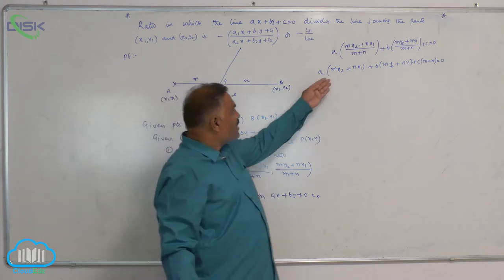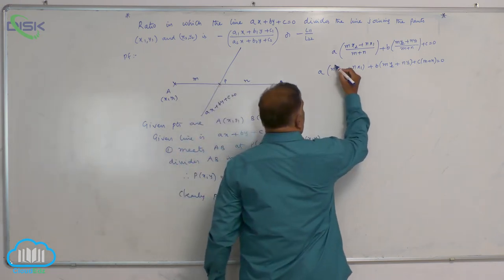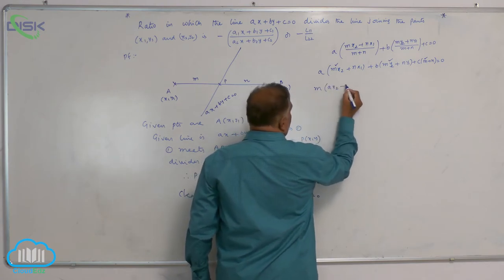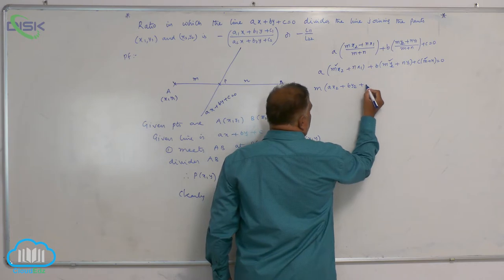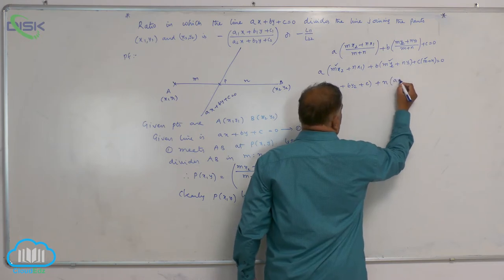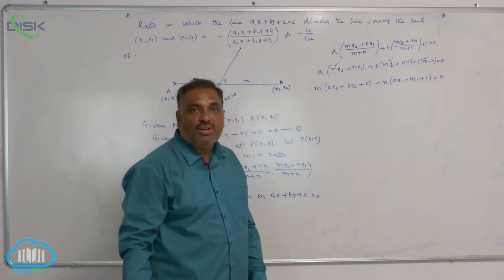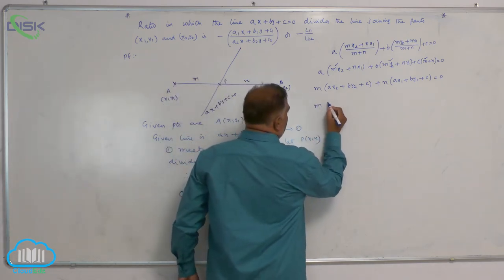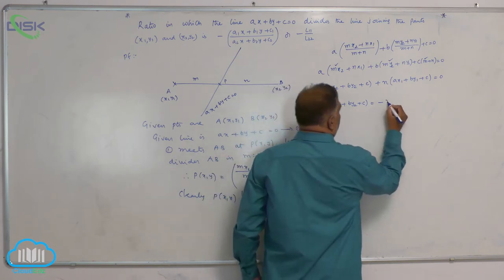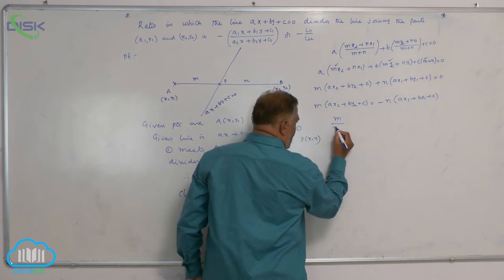Now, there are terms which contain m and there are terms which contain n. Now, separate them. You can take m common from these three terms. So, I can write m into (a x2 plus b y2 plus c), plus, from these three terms take n common, (a x1 plus b y1 plus c) is equal to 0. Now we need to find the ratio. So you can write m of (a x2 plus b y2 plus c) is equal to minus of n into (a x1 plus b y1 plus c).